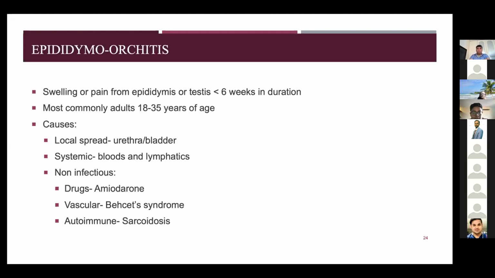There could be systemic spread as well, through blood and lymphatics. The non-infectious causes may include drugs such as amiodarone, vascular diseases such as Behçet's syndrome, and autoimmune conditions such as sarcoidosis.